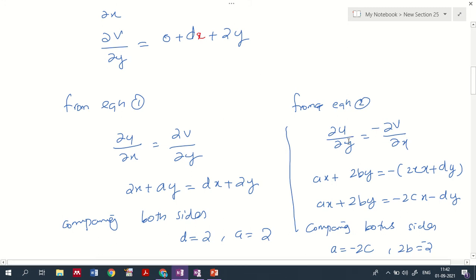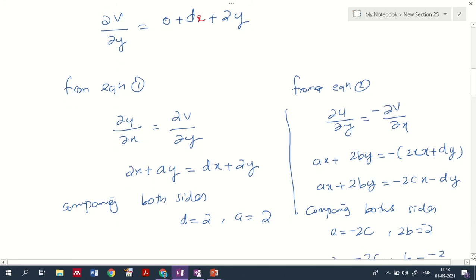So ∂u/∂y is equal to minus ∂v/∂x, that is the second Cauchy-Riemann equation we have. Okay, so what is ∂u/∂y? We found it out, that is ax + 2by, right? Which is equal to minus (2cx + dy), because this minus comes here, and ∂v/∂x we already found out, that is 2cx + dy. Now if I take the minus inside, I can write it out, ax + 2by equal to minus 2cx minus dy. Is that simple, right?